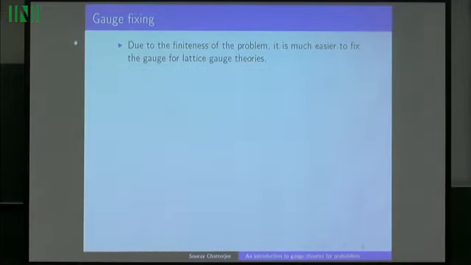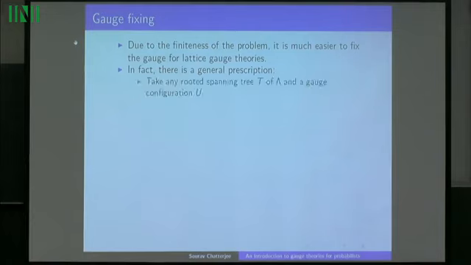Gauge fixing is another important thing, and this is much easier in lattice gauge theories. There is a general prescription for gauge fixing to choose one from each equivalence class. This answers a question that was raised previously: the set of all minimizers is basically everything that's gauge equivalent to the identity configuration. You can take the configuration that's equal to the identity everywhere, and a configuration minimizes the Yang-Mills, the Wilson action if and only if it's gauge equivalent to the identity. So there's this general prescription: you take any rooted spanning tree and a gauge configuration U, and then you define your H as follows.